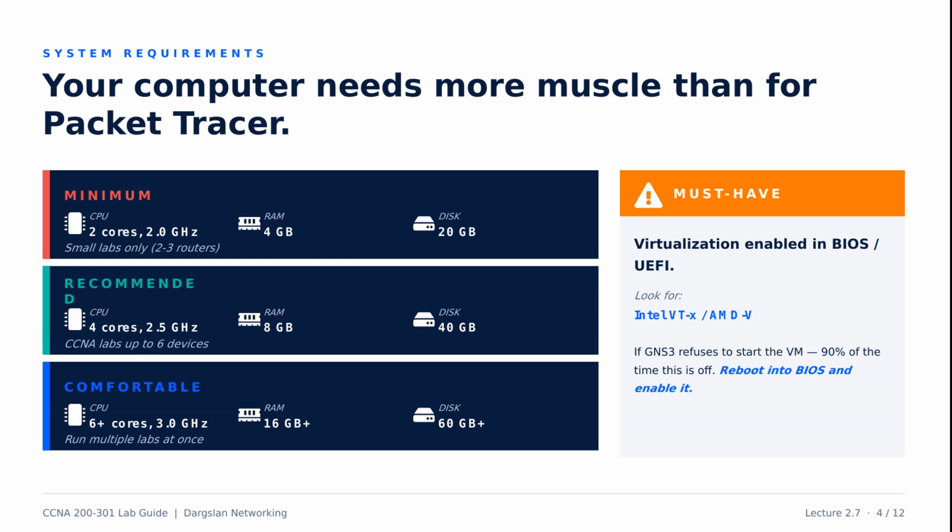Now, because we're booting real IOS images inside a virtual machine, the hardware bar sits higher than Packet Tracer. Bare minimum is 2 cores, 4 gigs of RAM, and 20 gigs of disk. Enough for a 2 or 3 router lab, but you'll feel it. For comfortable CCNA practice, aim for 4 cores, 8 gigs of RAM, and 40 gigs of disk. And the one non-negotiable: virtualization has to be enabled in your BIOS, Intel VT-x or AMD-V. If GNS3 refuses to launch the VM, 9 times out of 10 that's switched off, so reboot into BIOS and turn it on before you fight anything else.